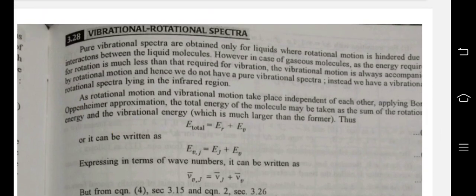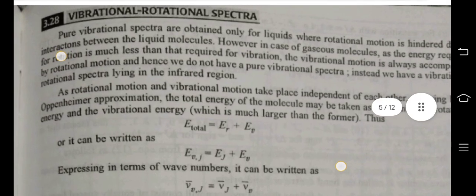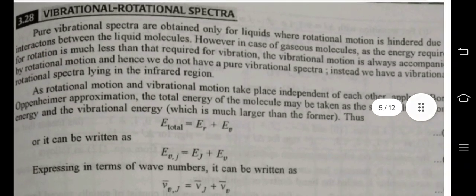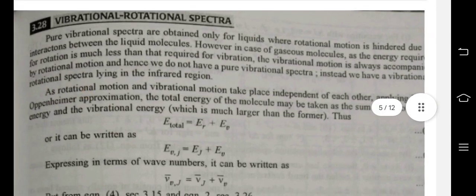Vibrational rotational spectra. Pure vibrational spectra are obtained only for liquids, where rotational motion is hindered due to interaction between the liquid molecules. However, in the case of gaseous molecules, as the energy required for rotation is much less than that required for vibration, the vibrational motion is always accompanied by a rotational motion, and hence we do not have pure vibrational spectra. Instead, we have vibrational rotational spectra lying in the IR region.